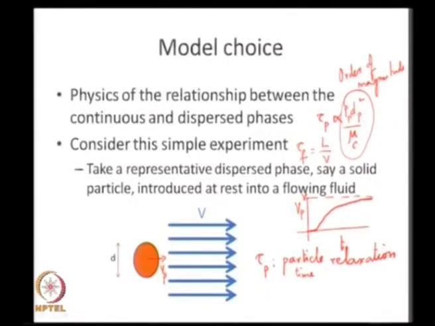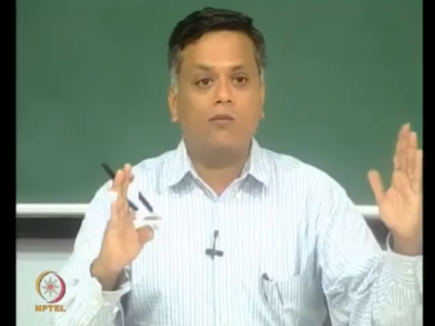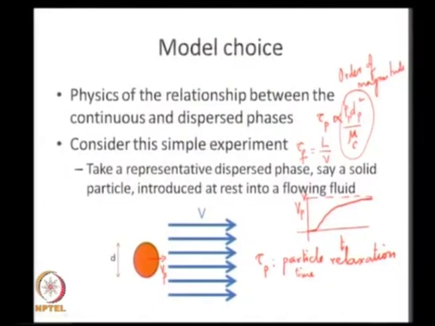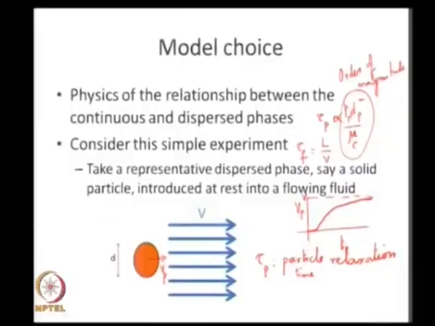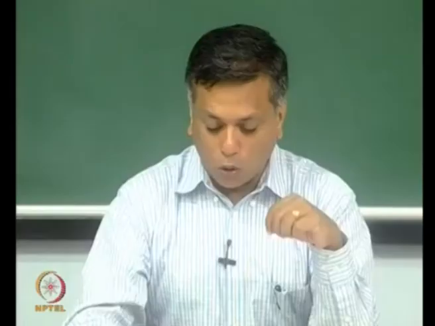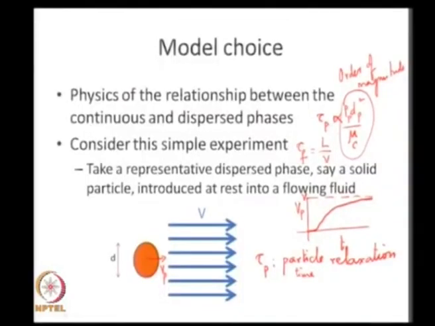To my L over V, which is the residence time itself, then it will never reach equilibrium locally at every point. So, this rho p dp squared by mu c is a time and L over V is another time. The competition between these two times tells me whether I should use mixture model or not.